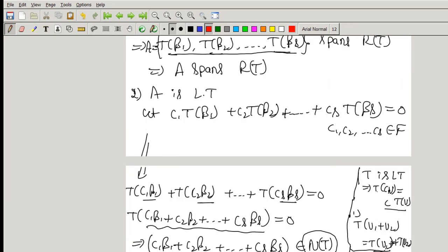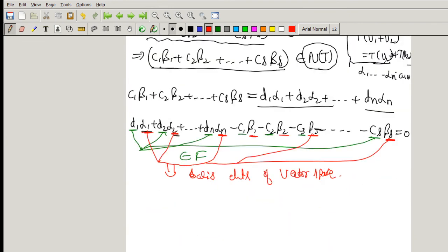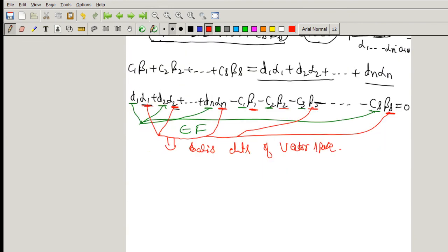We have to check whether this set is linearly independent. These are basis elements in a vector space. Since these are basis elements in a vector space, if their linear combination is equal to 0, that means the set is linearly independent. This set is a basis of V, the basis elements of the vector space. Therefore, this is nothing but a linear combination of those basis elements.